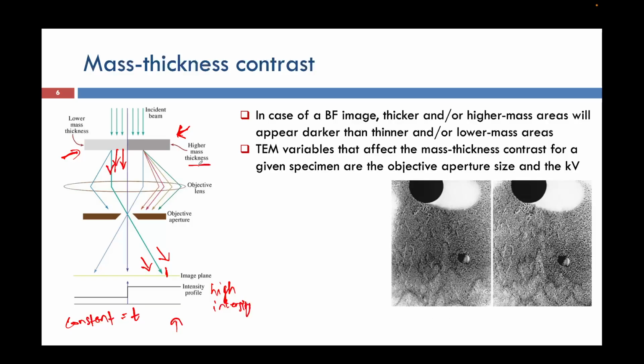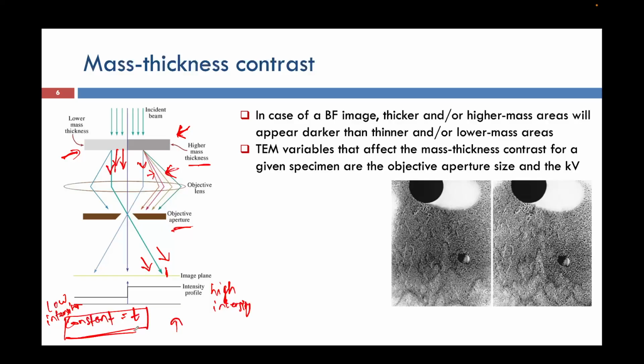Now coming to the higher mass thickness. Higher mass means they are able to scatter the incident electron beam more. But here I am taking a bright field image, and since the scattering is more, all my scattered beams are blocked by the objective aperture. More electrons are getting scattered and fewer electrons are coming through my objective aperture, so on this side I will be getting low intensity.